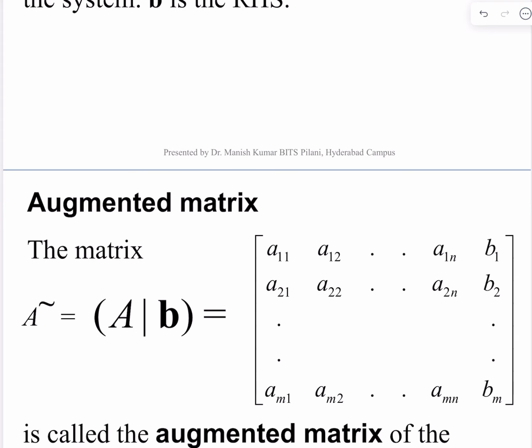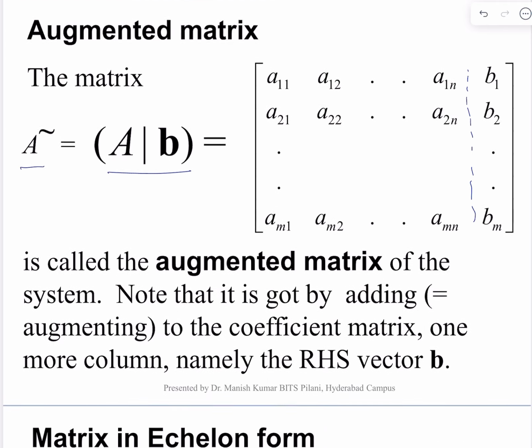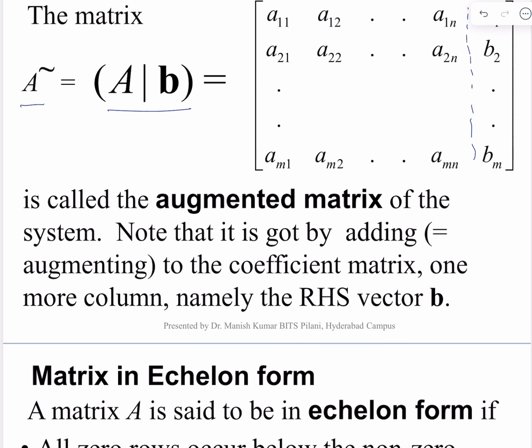Okay, then what we have to do is write the augmented matrix, A augmented B. We write A slash B. Sometimes we also use the bar line. So now this notation is called the augmented matrix of the system, right?